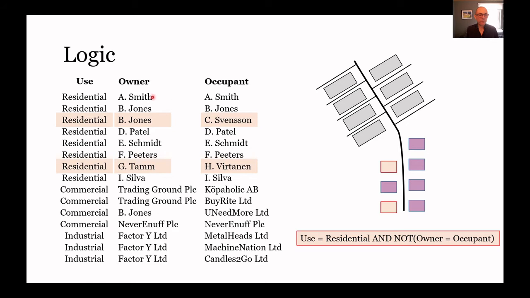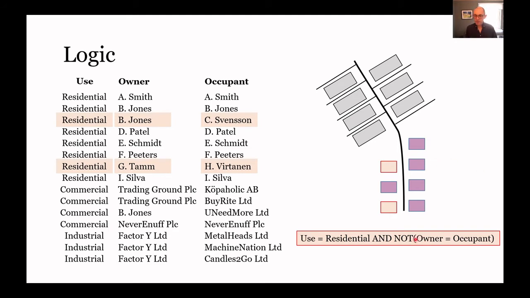Where do we have owner equal to occupant? Well, we have that one there, we have that one there, we have that one there, that one there. You can see here that the two that have been missed out are the ones that are actually marked, and that was this NOT function. So first of all, we looked for where we do have the owner equal to the occupant. And in all of these, A. Smith, B. Jones, D. Patel, E. Schmidt, F. Peters, and I. Silva, the owner is the occupant. They own their own properties.